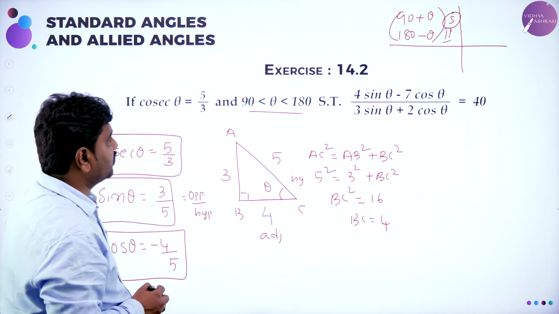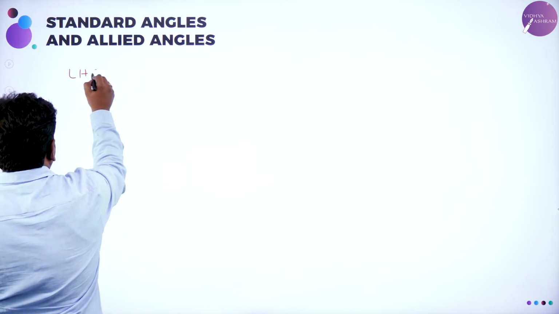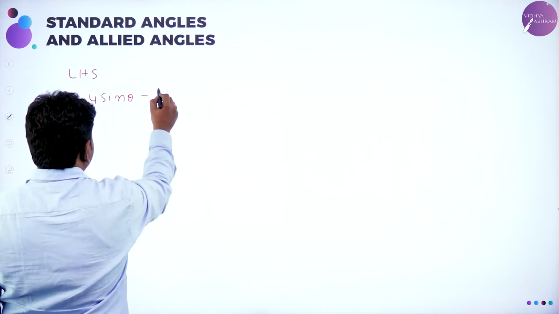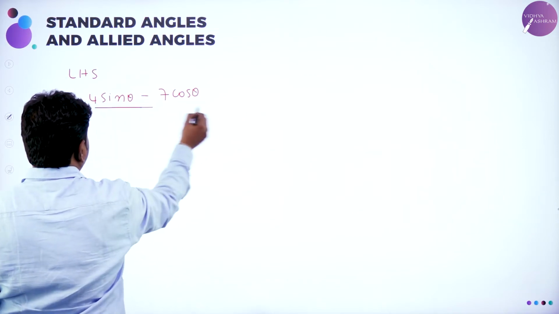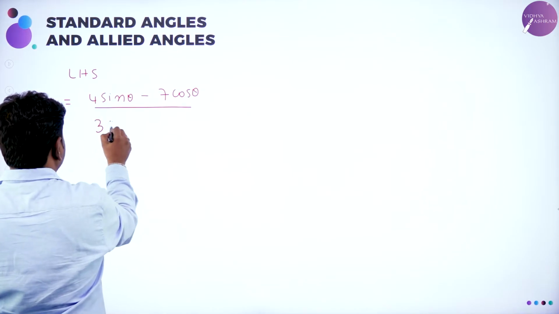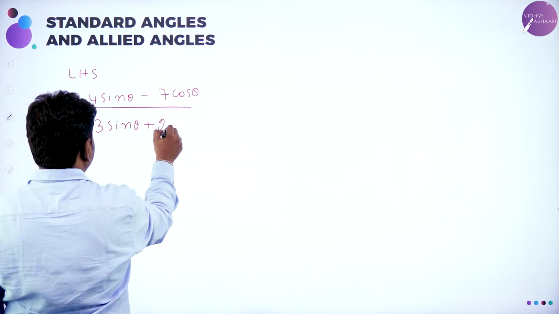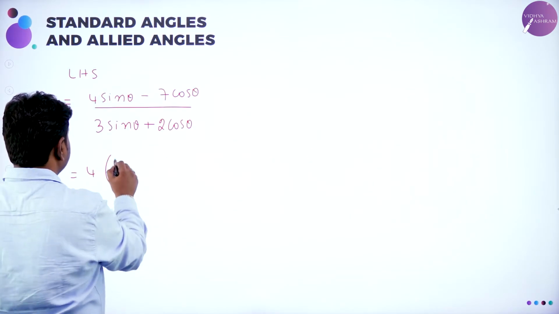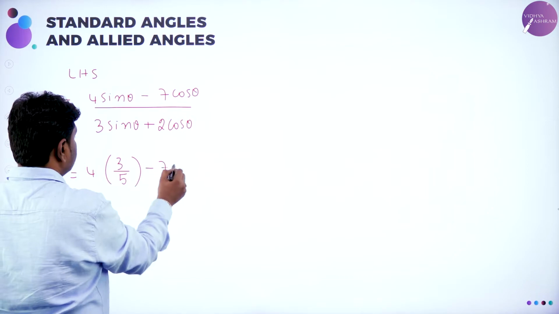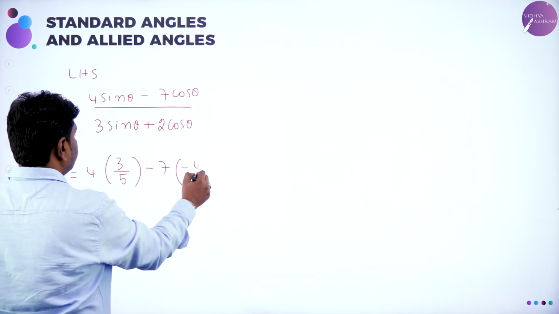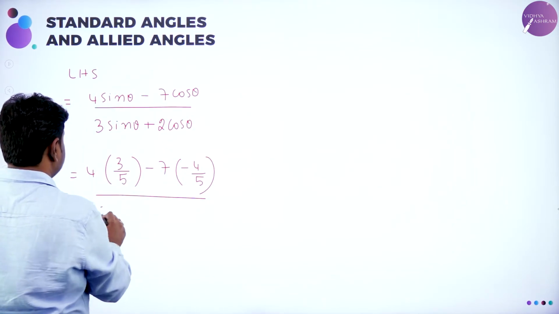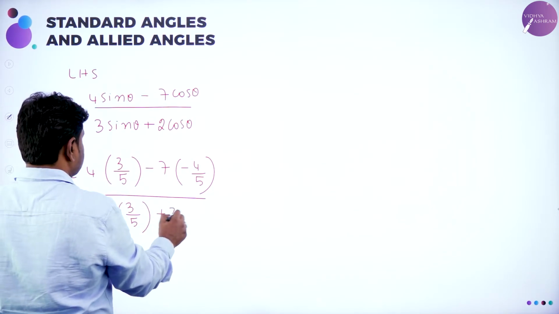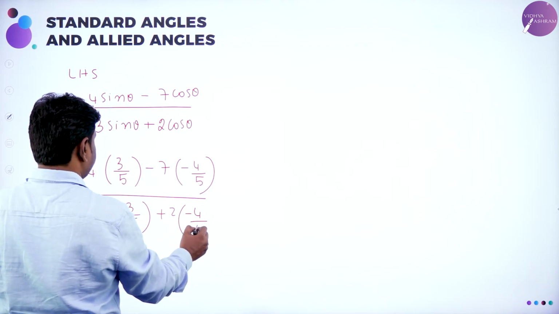4 sin theta minus 7 cos theta. So I will take LHS, that is 4 sin theta, then minus 7 cos theta divided by, they give 3 sin theta plus 2 cos theta. Simplify this. 4 times what is sin theta? 3 by 5, minus 7 times what is cos theta? Minus 4 by 5, divided by 3 sin theta. What is sin theta? 3 by 5 and plus 2 cos theta. What is cos theta? Minus 4 by 5.